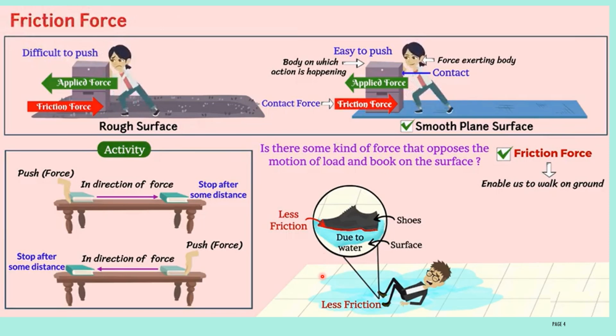Consider one more smooth surface. Spread water on the smooth surface. Then because of the less frictional force, if this boy wants to walk on the surface he will fall down. Here the frictional force acts between the shoe and the surface of water. Because of less friction he is unable to walk, he will fall down. Here frictional force is nothing but an opposing force. It acts in the opposing direction of the applied force.